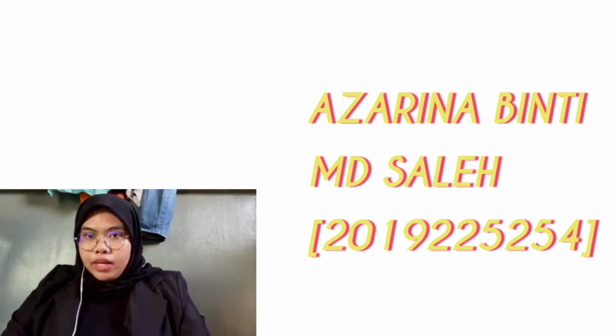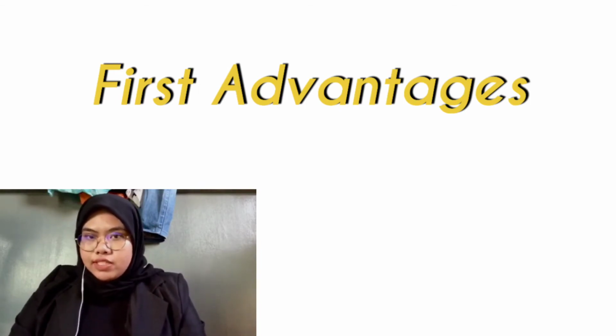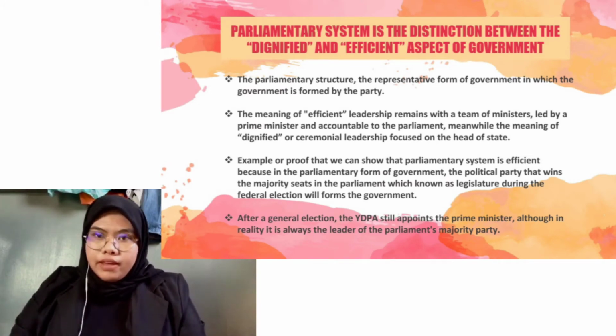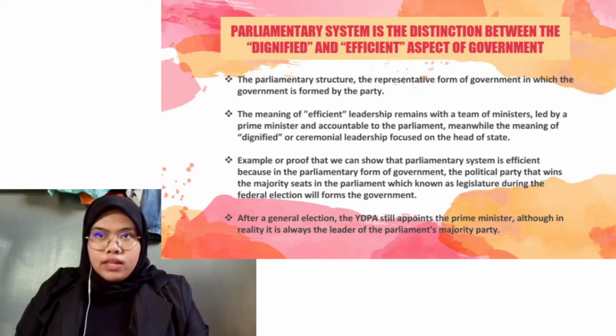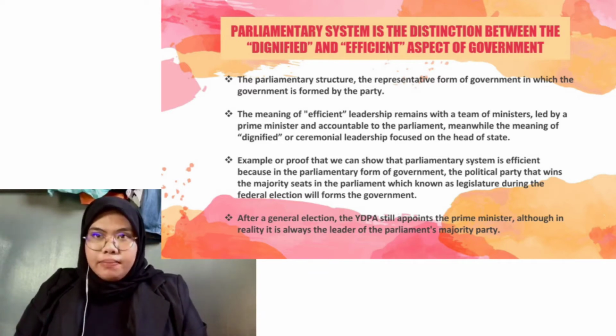I will explain one of the advantages of the parliamentary system. The parliamentary structure is a representative form of government in which the government is formed by the party. In other words, the government is also formed by a coalition of parties with the greatest representation in parliament, the legislature. Its leader becomes prime minister or chancellor.